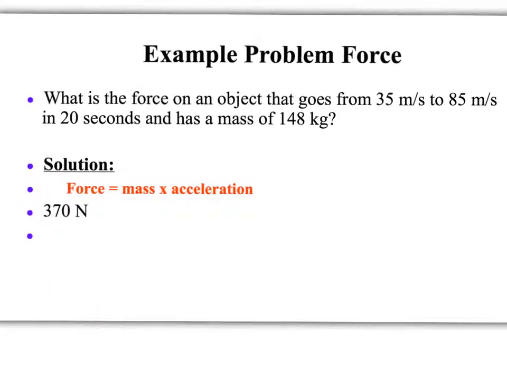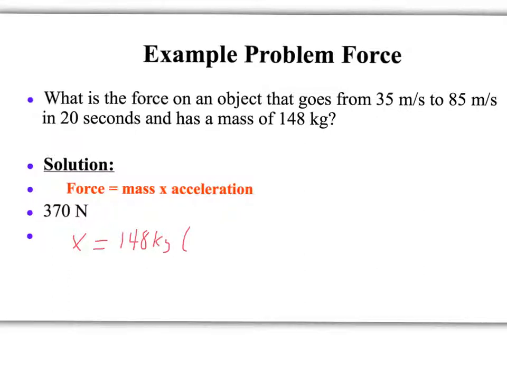In this example problem, we are still solving force using the equation force equals mass times acceleration. The problem is, what is the force of an object that goes from 35 meters per second to 85 meters per second in 20 seconds and has a mass of 148 kilograms? Our force is our unknown. That is our x. We know our mass is 148 kilograms.